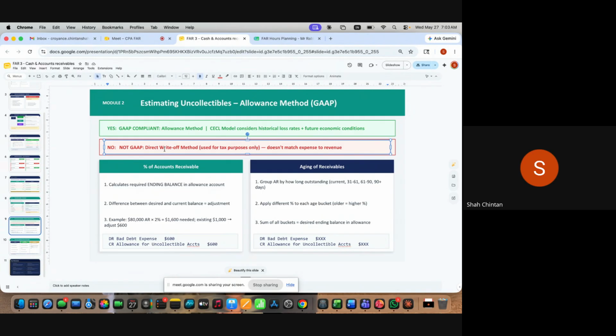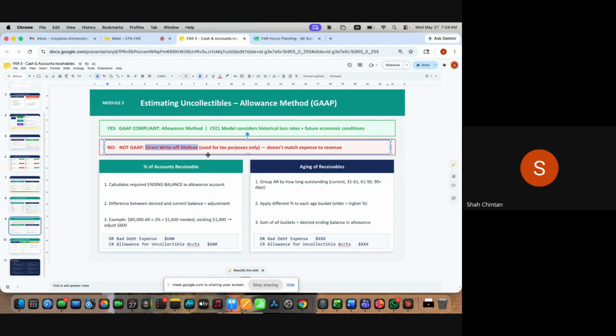डायरेक्ट राइट ऑफ मेथड में क्या होता है? You straight away write off the accounts receivable when actual bad debt happened, no provisions at all created. Suppose year one you did a sales of $10,000, आपका accounts receivable है $10,000 का. You expect कि एक कस्टमर जो है $100 का वो पे नहीं करेगा. But if you are using a direct write-off method, you will not create any provision in year one.